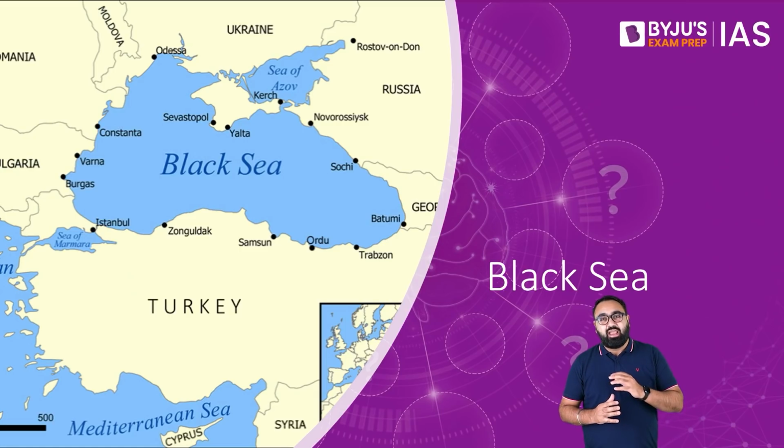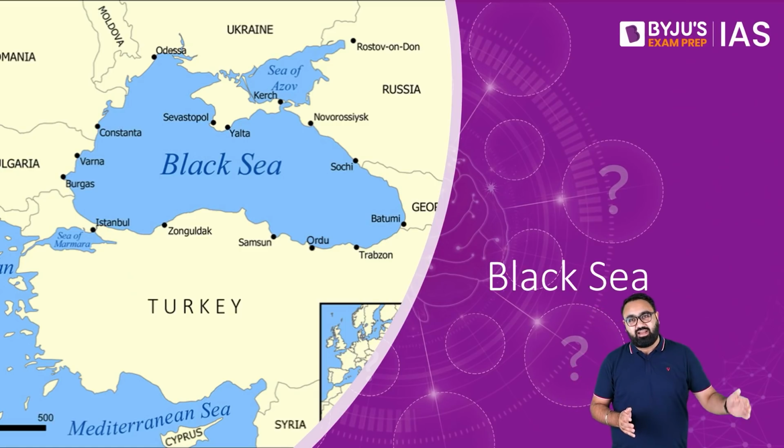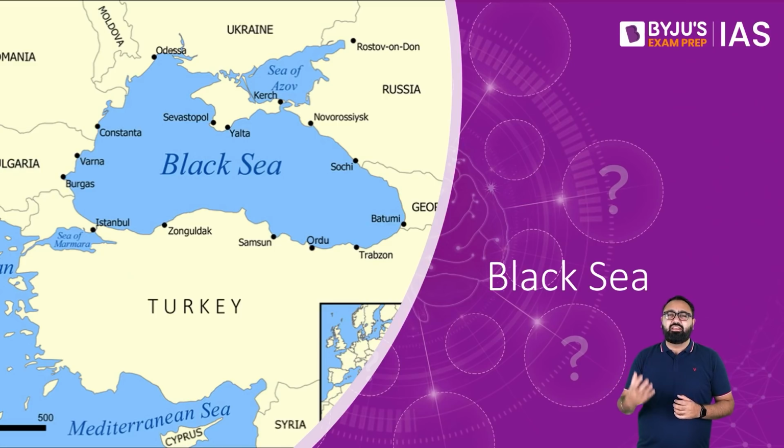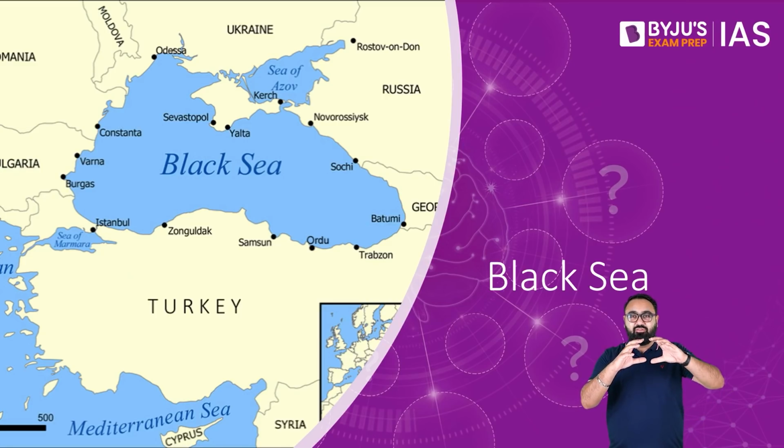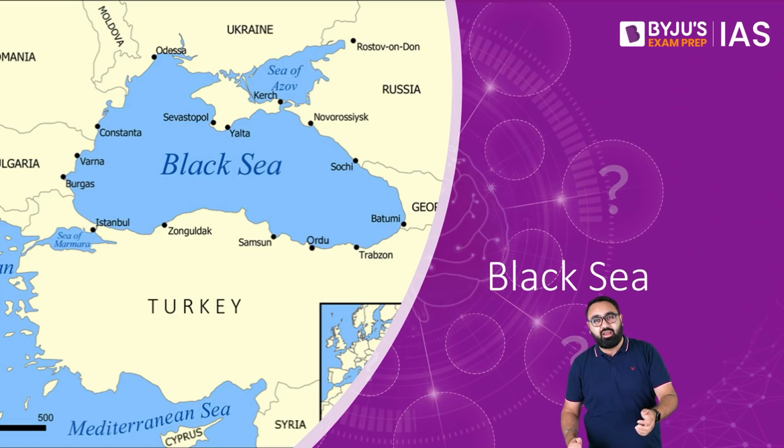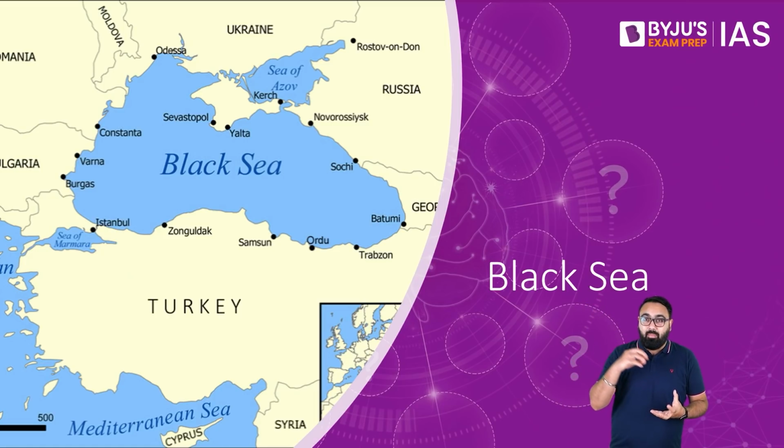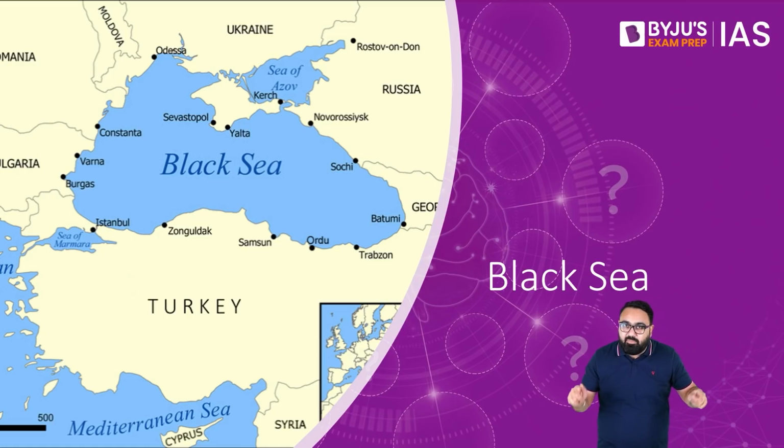Moving on, the next one is the Black Sea, a body that has been in so much news ever since Russia has attacked Ukraine. You have been seeing on almost every news channel, whenever they show you the map of Russia, map of Ukraine, whenever they show you the Mariupol area where Russian forces are attacking Ukraine right now, whenever they show you Crimea, you will always see a big water body there. That is the Black Sea.